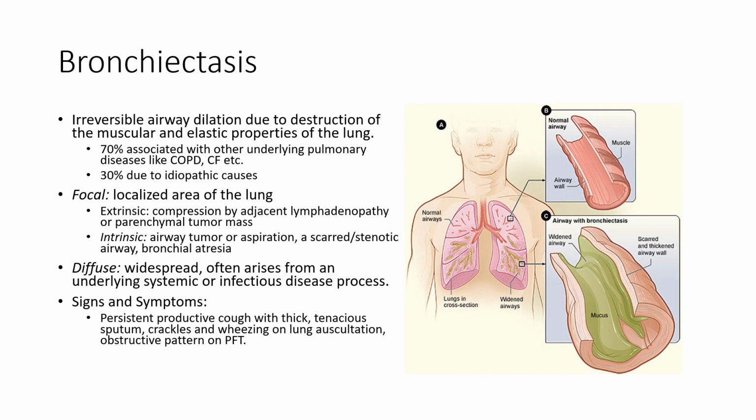Now, we'll get into some of our septic obstructive diseases. Again, these are obstructive defects, but it's really more due to excessive production of mucus or purulent sputum and high risk of infection. So the first condition we'll touch on is bronchiectasis. Bronchiectasis is a term for an irreversible airway dilation due to destruction of the muscular and elastic properties of the lung, right? So 70% of these cases are due to another cause, like COPD or cystic fibrosis, which we'll talk about in a little bit. But 30% sometimes can be due to an idiopathic cause. Like we don't really know what's going on.